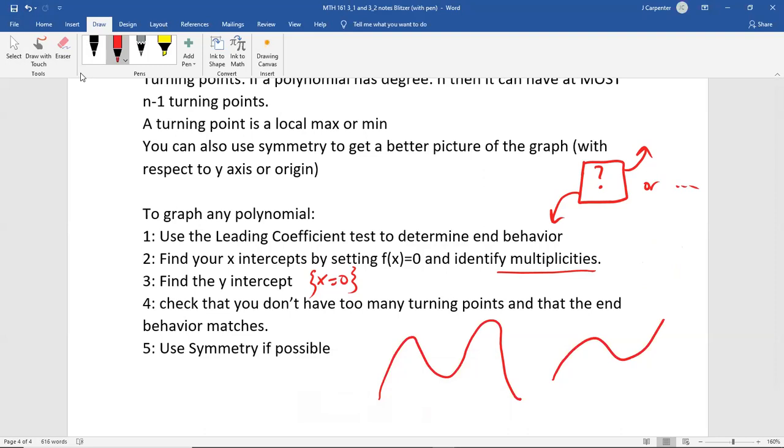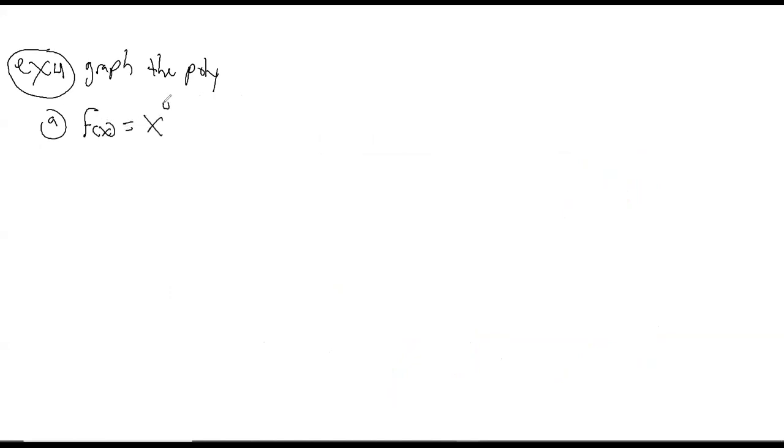Well, all right, enough talk. Let's have at it. New share, whiteboard, maximize. Example, what are we up to, 3? No, 4. And we're going to graph the polynomial. For a, we got f of x is equal to x to the fourth minus 2x squared plus 1.